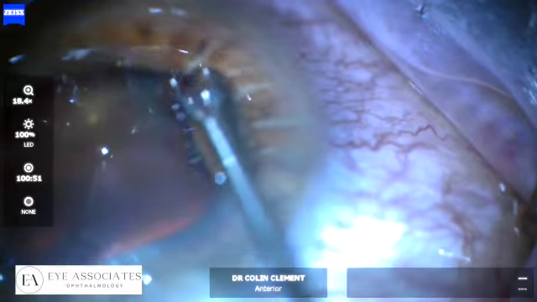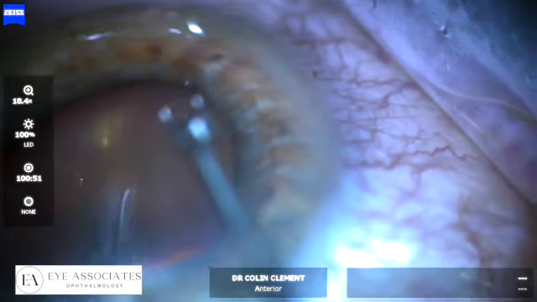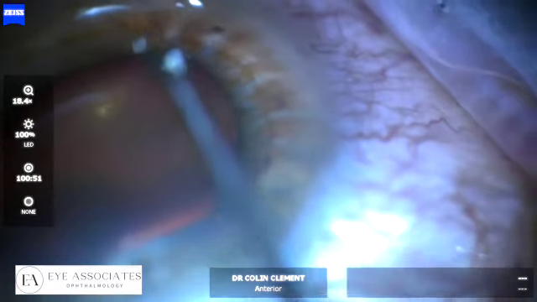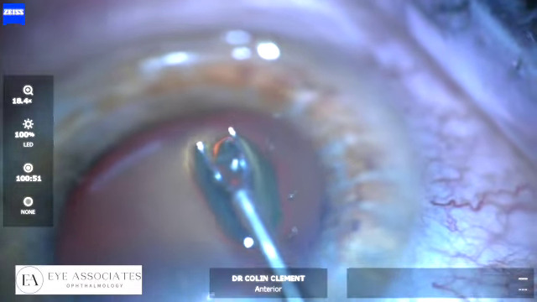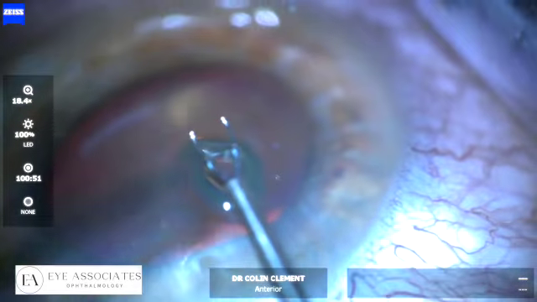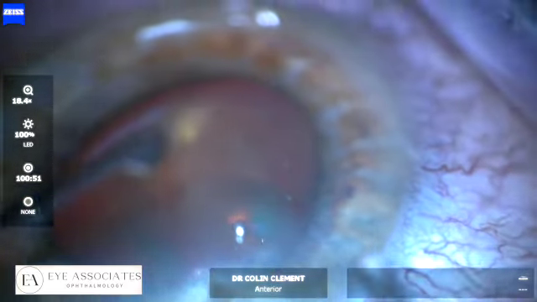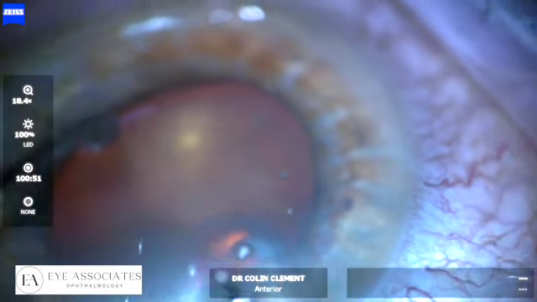which has viscoelastic on the surface. Sometimes the stent becomes embedded in the viscoelastic, so a second instrument is required to disengage it from the tip of the forceps. In this case, a dryer style is used. And then we can see the stent sitting on the corneal surface there.